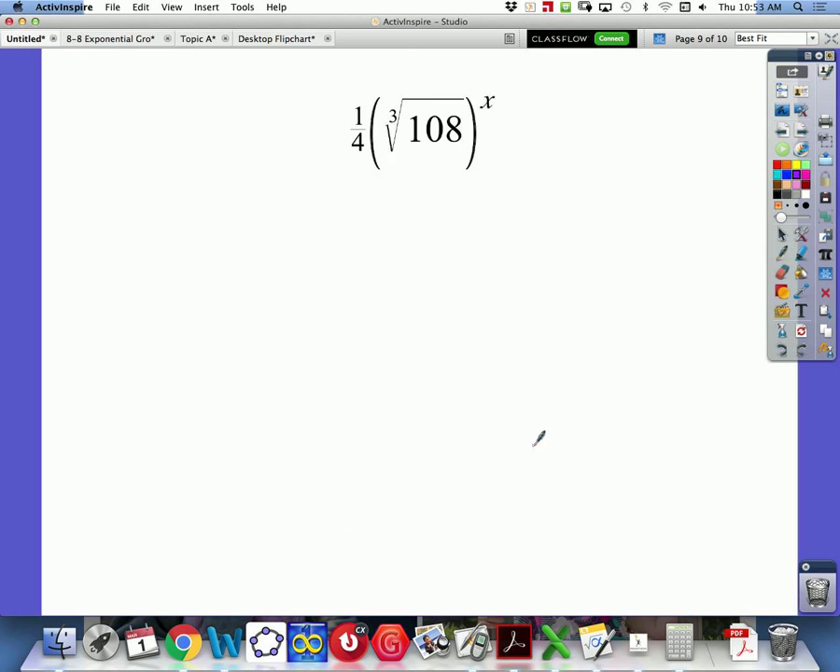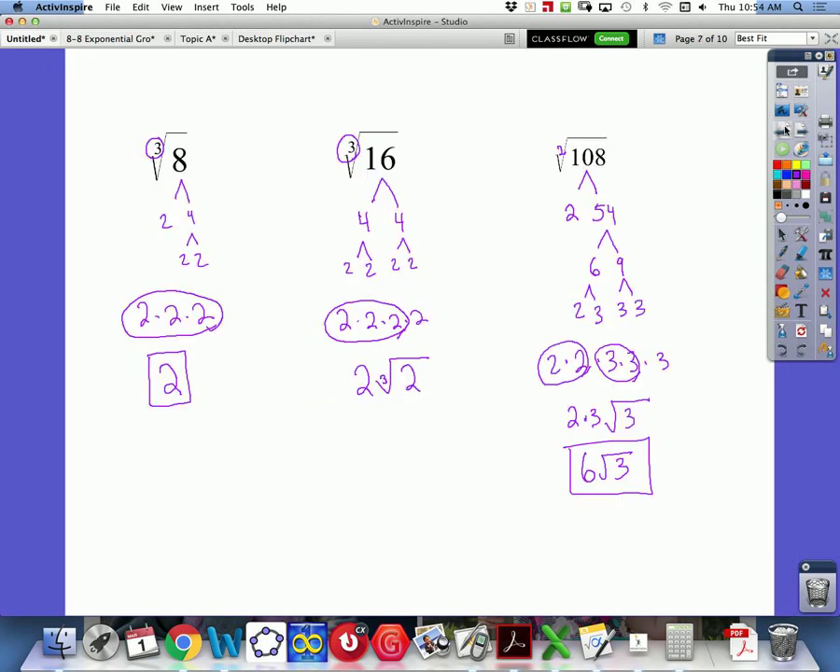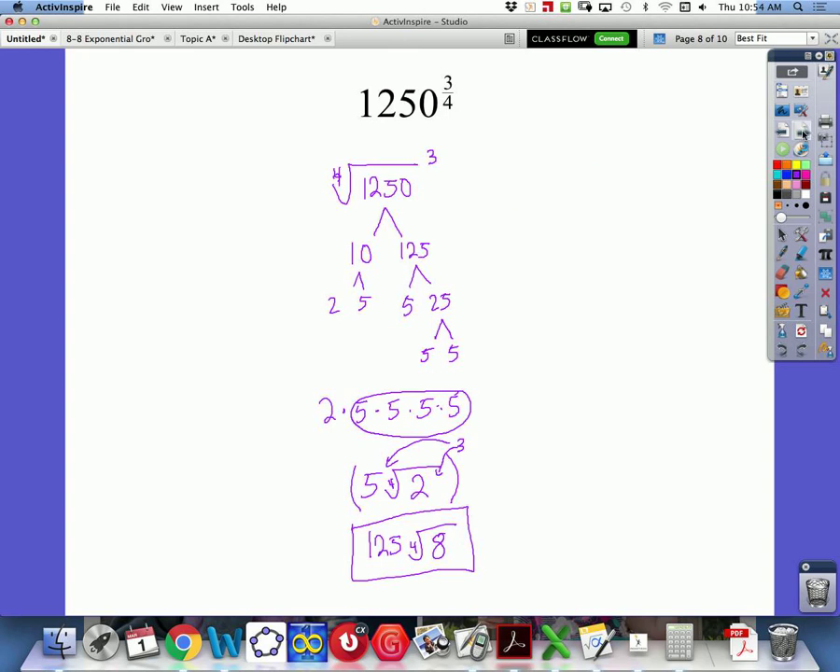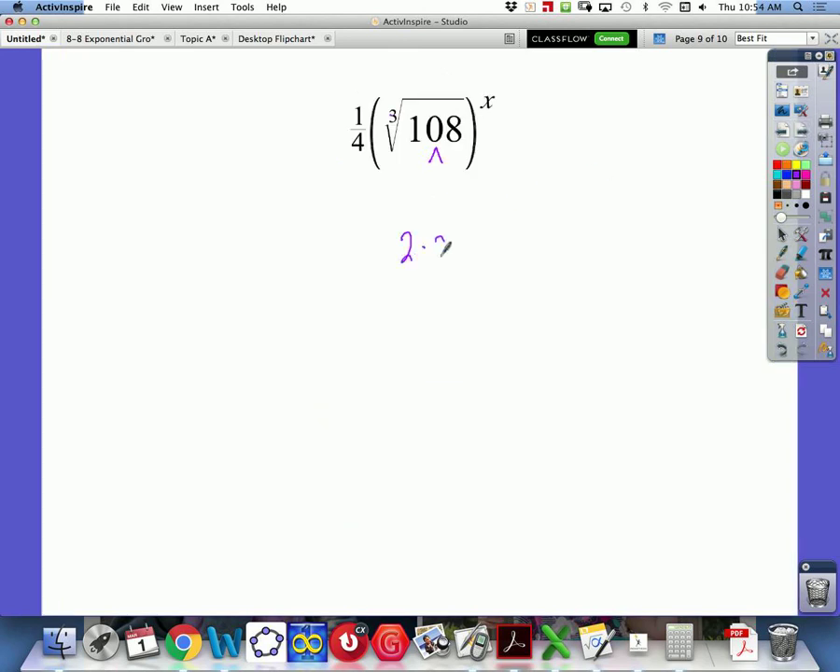Next one, I know my students probably would freak out right away seeing this because we already have a fraction to begin with. So what we're going to do is we're not going to freak out. We're just right away going to see if we can find a cube root of 108. So we've already done this one back here. 108 we're going to copy was 2 2s and 3 5s. So 2 times 2 times 5 times 5 times 5.